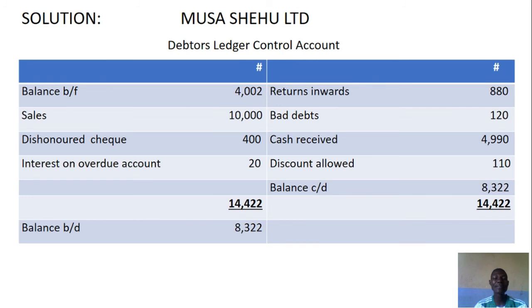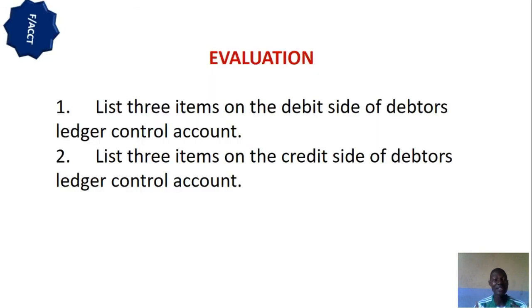closing debtors. Then you will now add both sides. The total for both sides will be 14,422 naira each. Then your balance CD, you will bring it down as balance BD, which represents debtors balance for the period. It means for next year, it will now serve as your debtors balance at the beginning. Now, I'm sure with this simple question, we have observed that preparing debtors ledger control account is quite interesting.